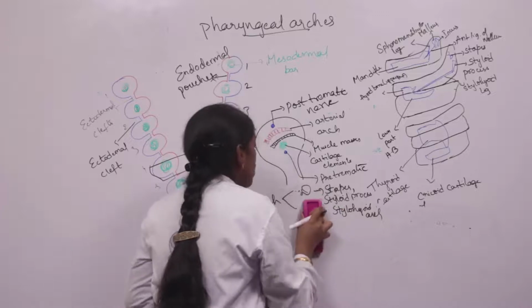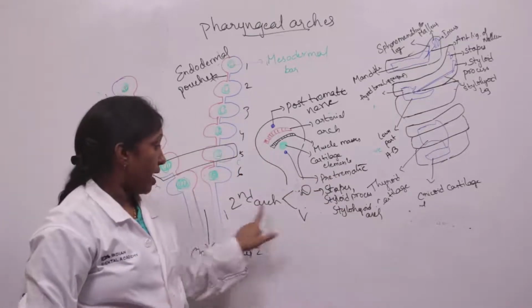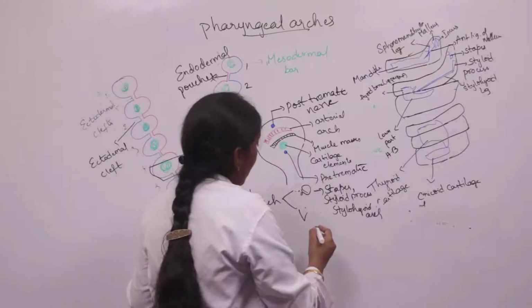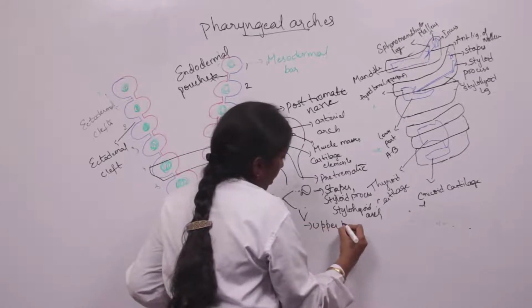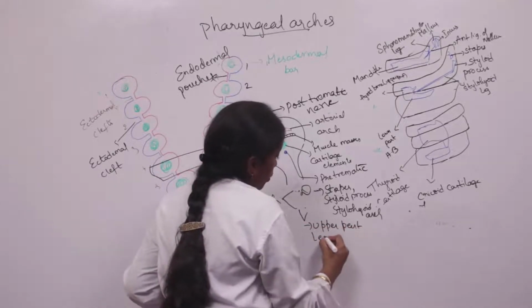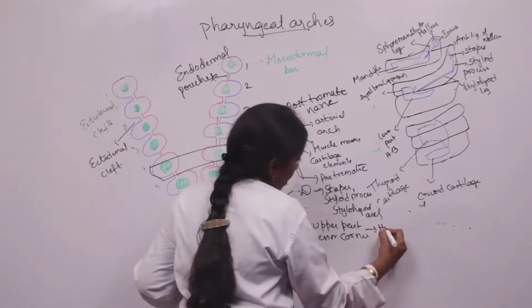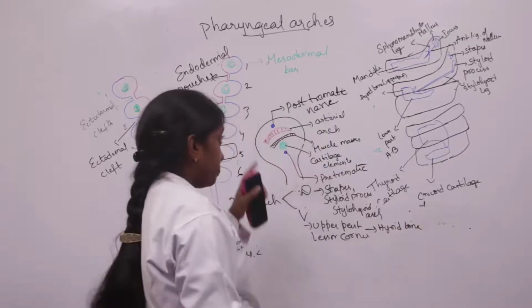And coming to the derivatives of the ventral part of the second arch, we have the upper part of the body of the hyoid bone as well as the lesser cornu of the hyoid bone, which are derived from the ventral part of the second arch.